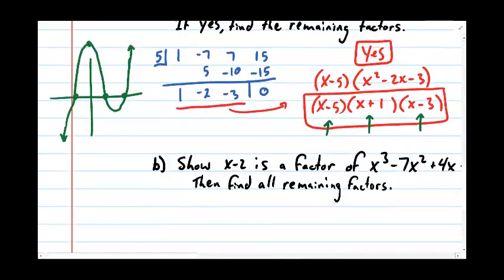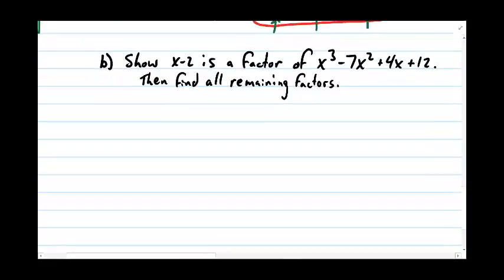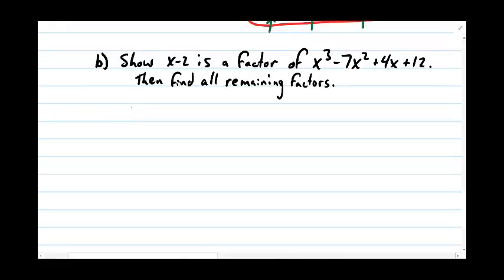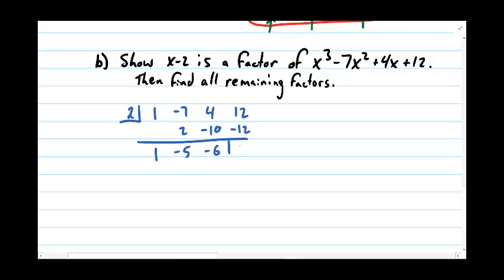All right, so let's try this one more time. We're going to show that it's a factor this time, which means I'm guaranteed it's going to give me 0 for my remainder because we're showing it's a factor. So let's see, I'll use my 2 here. We go 1, -7, 4, and 12. Bring down my 1, that's 2. Let's see here. And you'll notice that when I do this, I do get a remainder of 0. So by doing this synthetic substitution alone, I have shown that it's a factor because the remainder is 0.